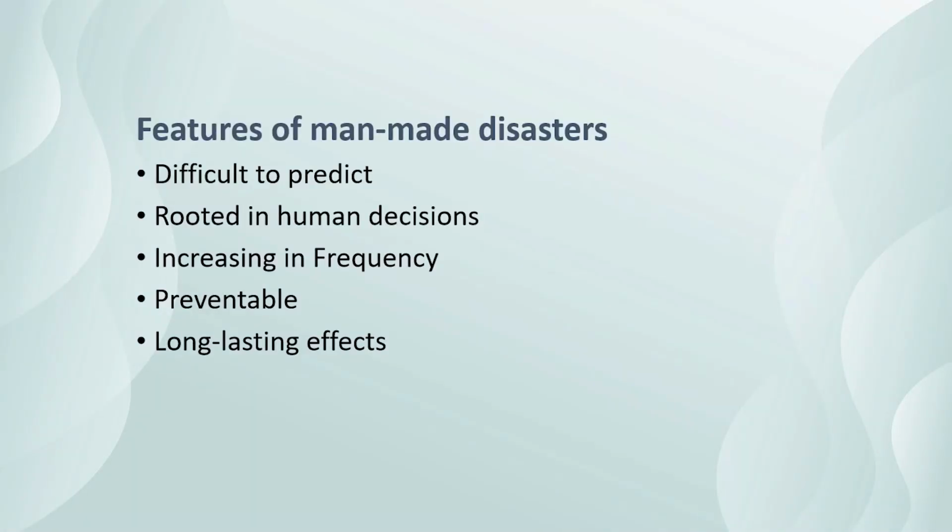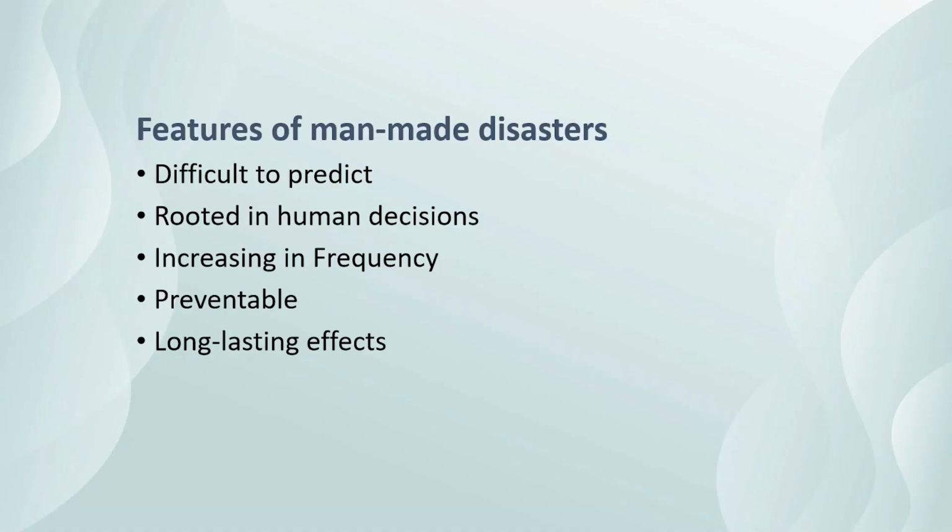Man-made disasters, if we see, have several common features. The first one is difficult to predict. Unlike natural disasters with indefinable early warning and indicators, man-made disasters often occur suddenly without clear warning signs. Rooted in human decisions, they result directly from human action or neglect, meaning that they are theoretically preventable.